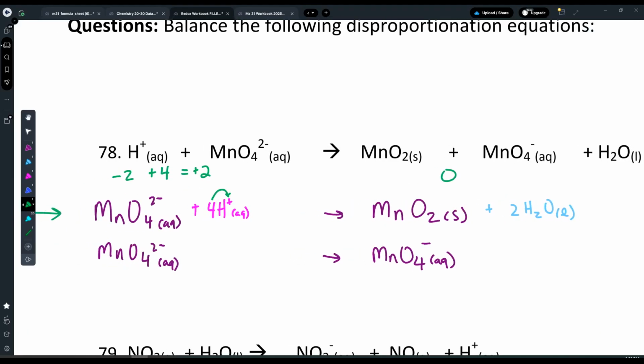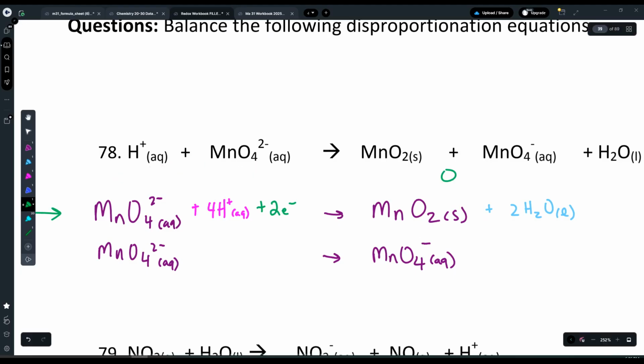So I'm going to go to the more positive side, which in the first reaction is the reactant side, and I'm going to add 2 electrons there. So +2 minus 2 equals 0. Now we have the same overall charge on the reactant side as well as the product side.